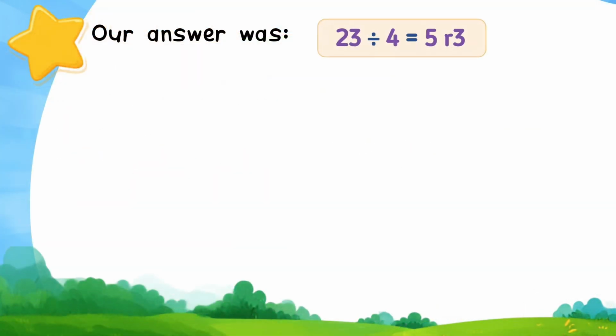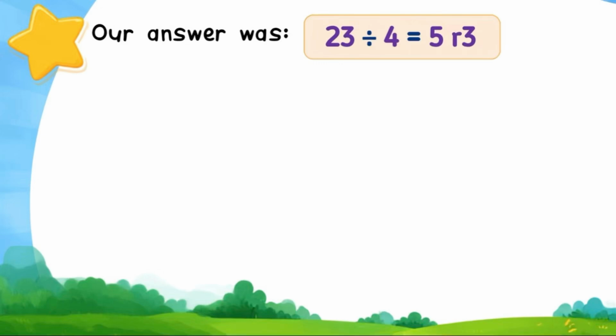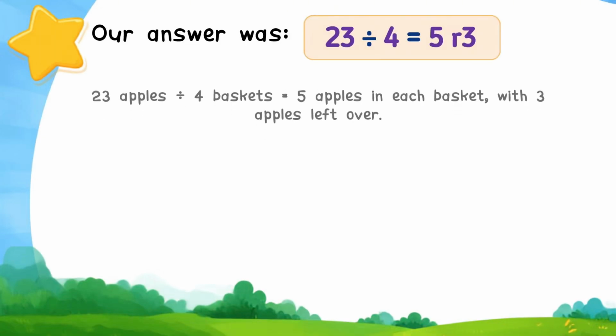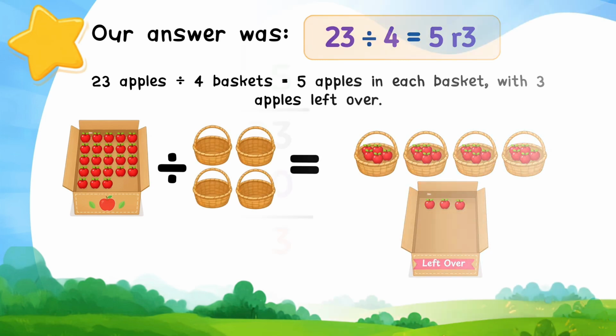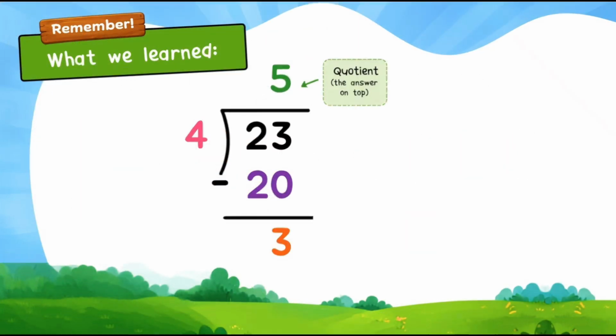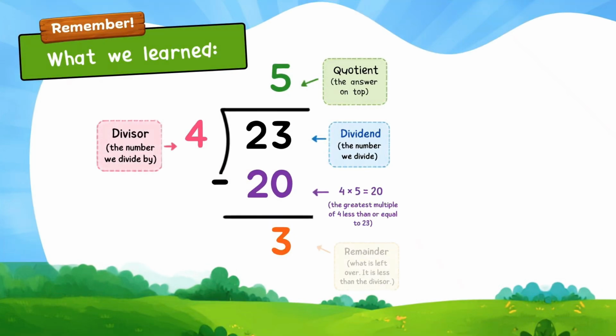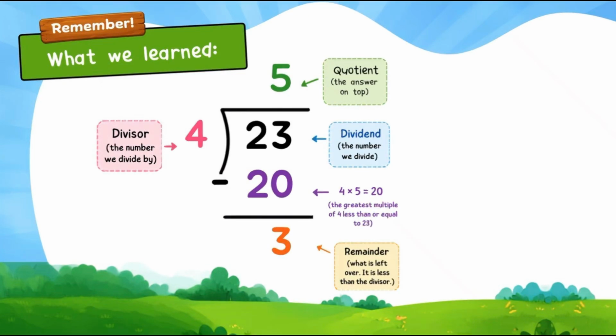Final answer, 23 divided by 4 equals 5 remainder 3. This means each basket gets 5 apples with 3 apples left over. Let's review the parts of our division problem. 5 is the quotient, the answer. 23 is the dividend, the number being divided. 4 is the divisor, the number we divide by. 3 is the remainder, the number left over.